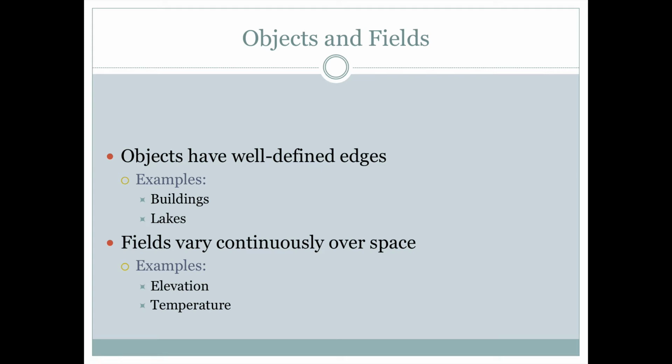One important idea in GIS is the difference between what we want to represent from the real world as objects and what we want to represent from the real world as fields. One easy way to think about it is that objects would have well-defined edges. So in other words, we could easily see where the end of an object is.